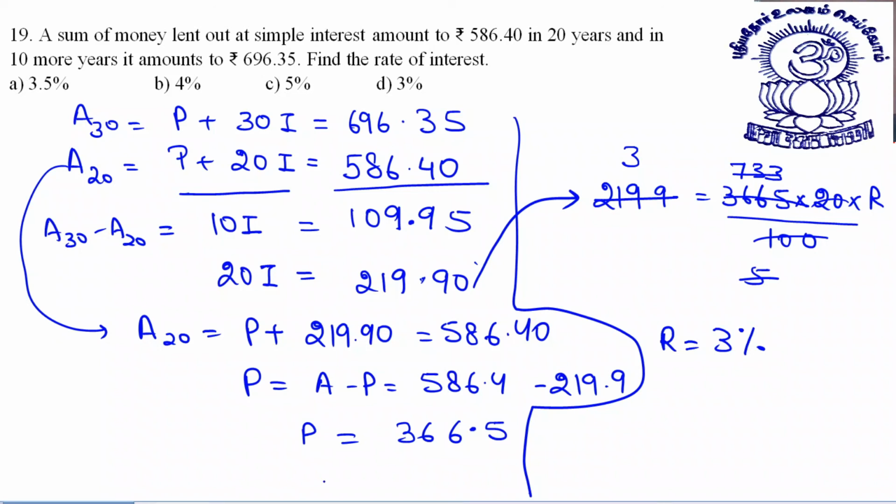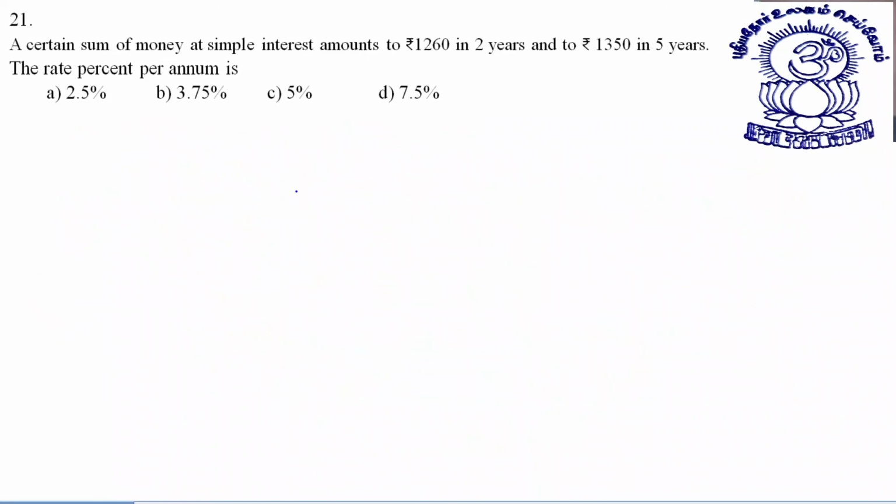I'm very sure, my dear students, it is very clear to all of you. I hope we have done a sufficient number of questions. I think I should take one more easy question before winding up the class so that it may boost up your confidence a bit. Let's take one more question. A certain sum of money at simple interest amounts to 1260 in 2 years. We will be very fast this time. A2 is what?